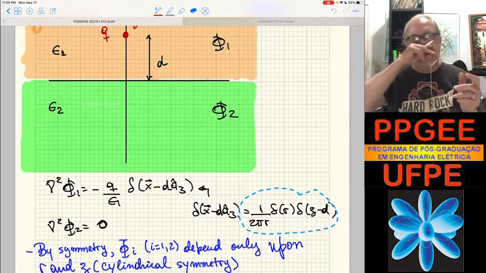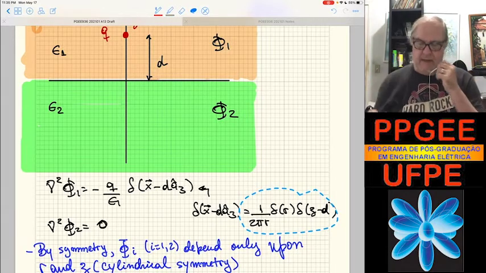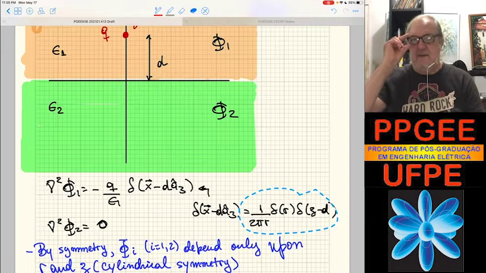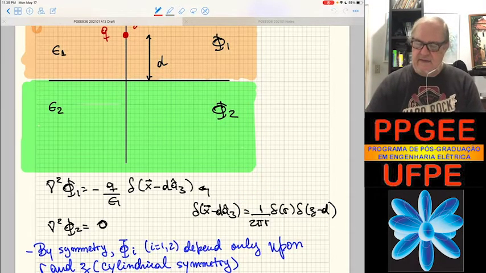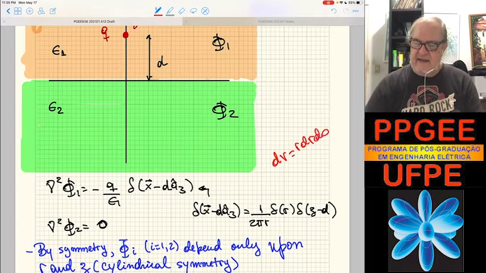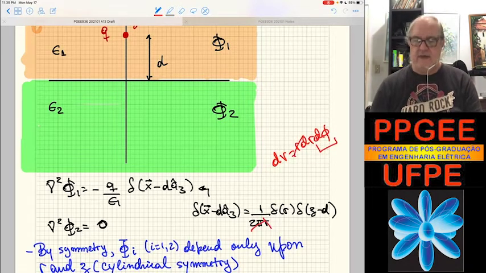If we integrate on a volume, it's going to be 1, right? You just use dV equals r dr. The phi integral gives 2 pi, cancels that 1. R cancels R, then you have a 1, right?